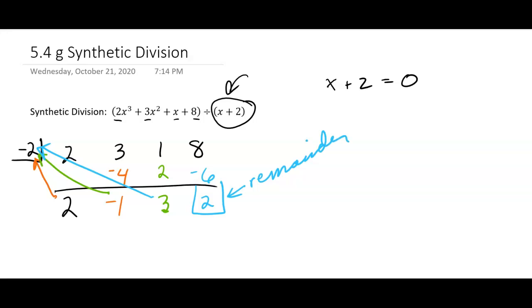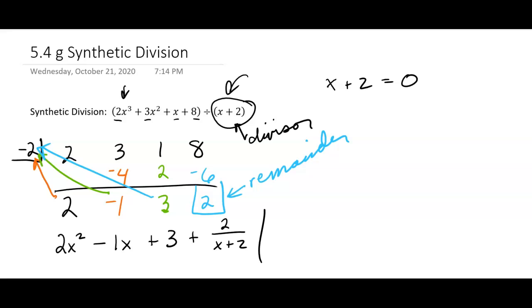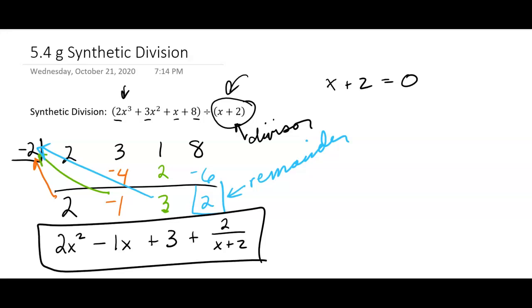Okay, so you've done the division. All you have to do is write the answer. You started with an x cubed. It always goes down a degree. So it's going to be 2x squared. From x cubed to x squared. Then it's going to be minus 1x. I wouldn't put the 1, but I did this time so you could see it. Plus 3, because now you're out of x's. You went from x squared to x to constant. Plus, and then the remainder has to be written over the original divisor. And that's your answer. So it probably was better that time.